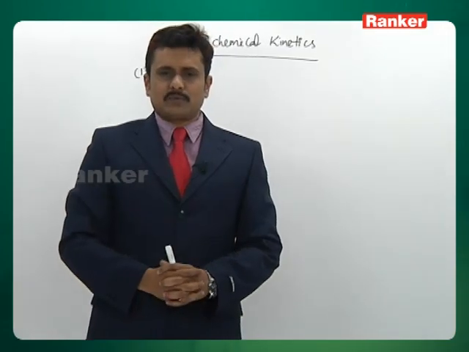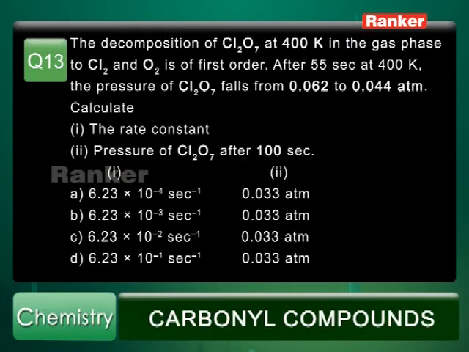Then we have the decomposition of Cl2O7 at 400 Kelvin in the gas phase into Cl2 and O2, which follows first order kinetics. It is given that after 55 seconds at 400 Kelvin, the pressure of Cl2O7 falls from 0.062 to 0.044 atmosphere. Then you have been asked to find, in question 1, the rate constant, and in question 2, the pressure of Cl2O7 remaining after 100 seconds.